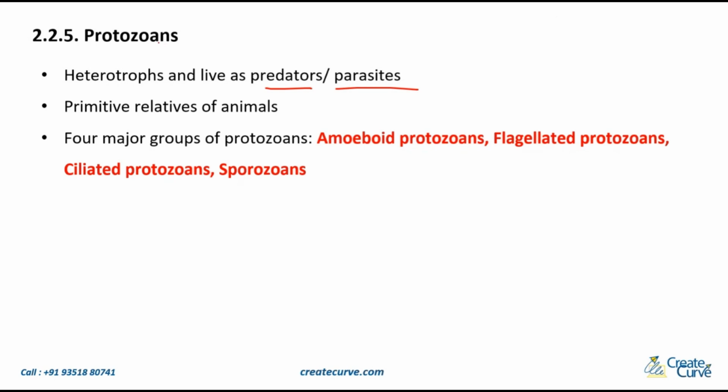So the protozoans here are heterotrophs, which means they obviously depend on some other organisms for their food. This can be either as predators or parasites. They are primitive relatives of animals, and they are again divided into four major groups of protozoans. So you can have the amoeboid protozoans, flagellated protozoans, ciliated protozoans, and sporozoans.